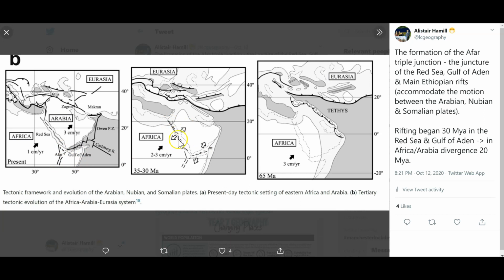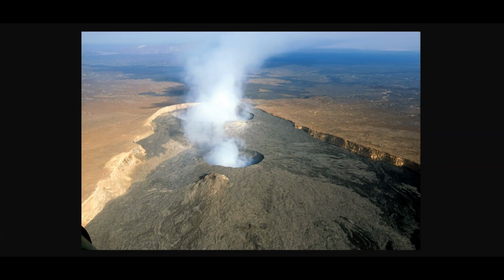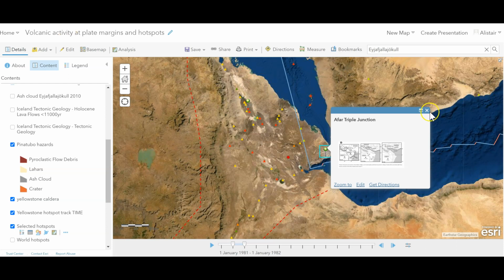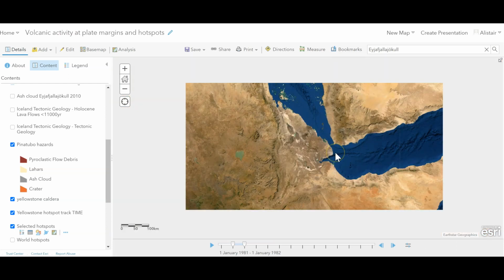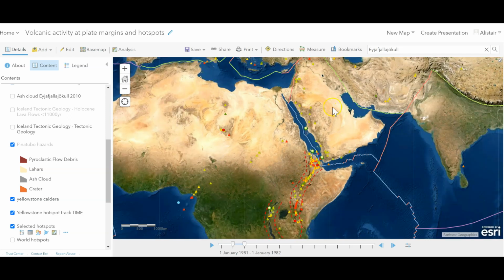So that rifting process opened up these linear seas, and if we go ahead in time, that rifting process here will open up those linear seas as well. So you can see the hotspots here are partly responsible for starting to split apart the continents.